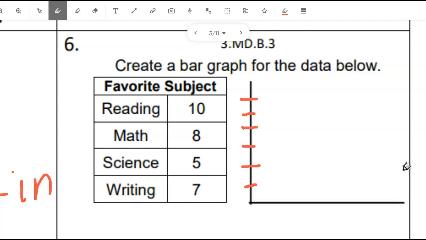Now our scale, we're going to be counting by 2s. So our first mark is 2. So I already wrote it wrong. Second one is 4. Next one is 6. Next one is 8. Next one is 10. The final one is 12. Pause the video so you can write this out now.